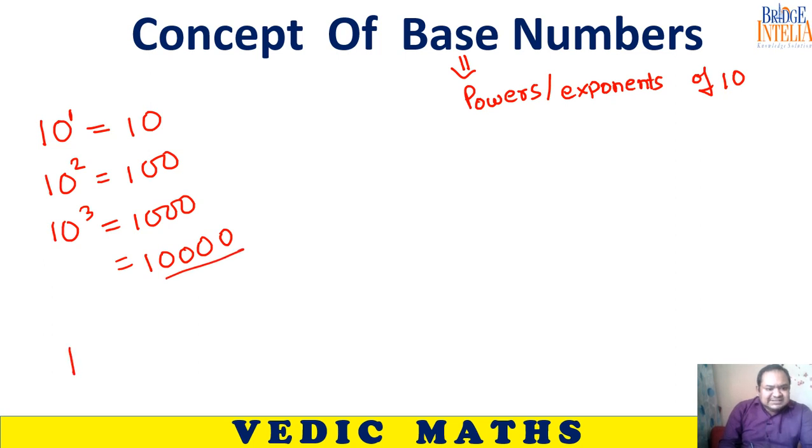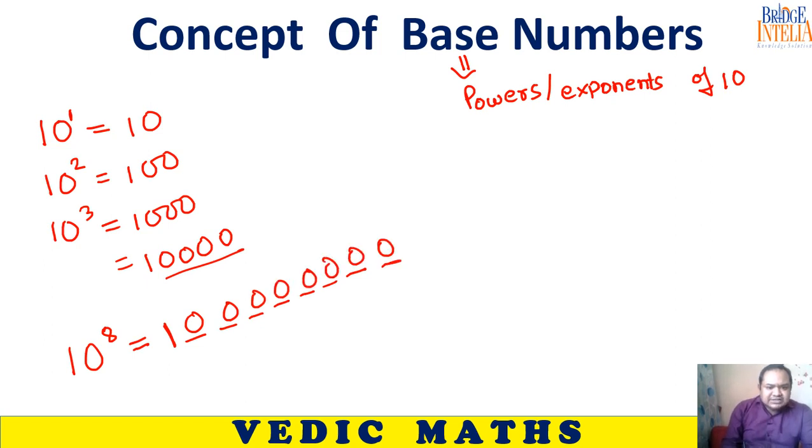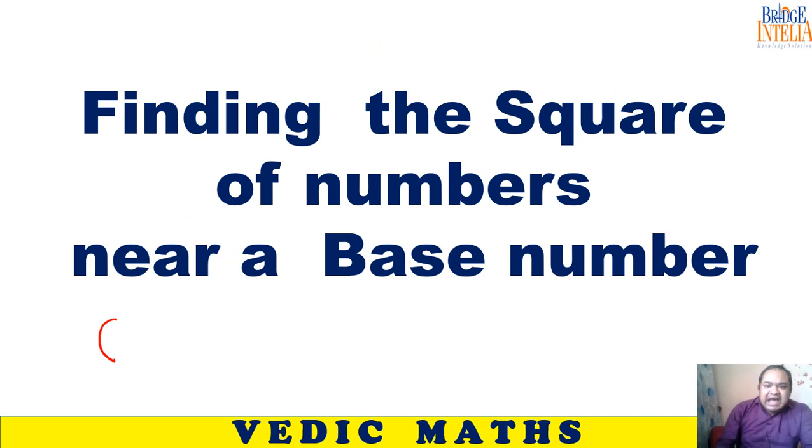So if there is 10 to the power 8, what will be its value? 1, and after that you have to write 8 zeros. So 0, 0, 0, 0, 0, 0, 0, 0. So these type of numbers are known as base numbers. So what is the trick about? How you can find the square of any number which is very near to a base number.